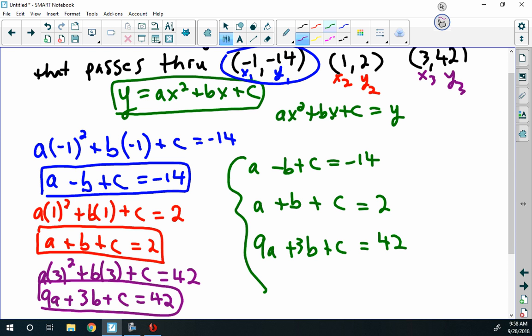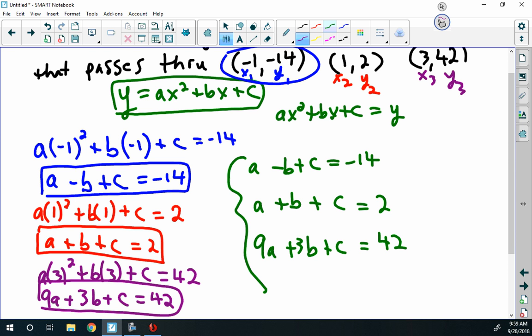There's this one technique called substitution, where you could solve one equation for one variable in terms of the other, substitute that into one of the other ones, and hopefully get it down to one variable, but that's not going to work so nice here. Remember the elimination or the linear combinations method?